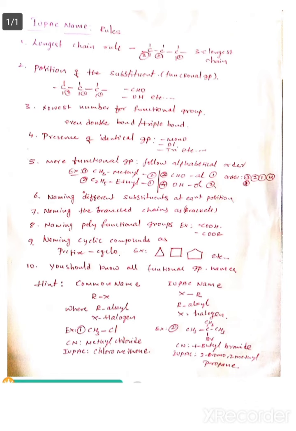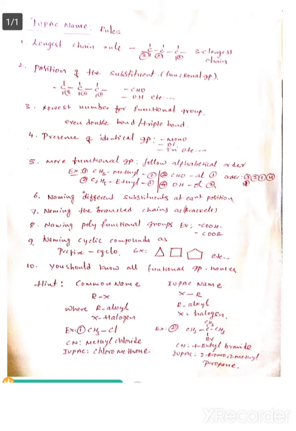To name any organic compound, we must follow some rules. Before knowing these rules, you should first know the functional group names. Just by following these 10 rules, we can name any organic compound. Yes, let's get started. The first rule: the longest chain rule.